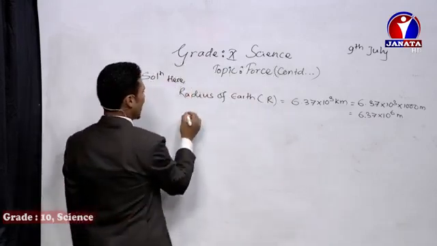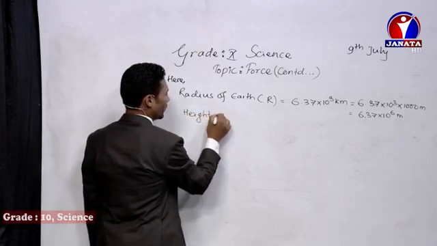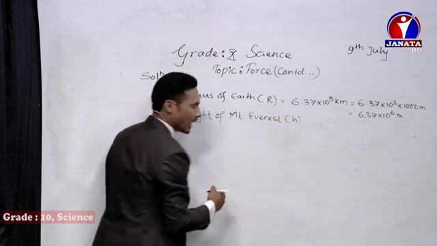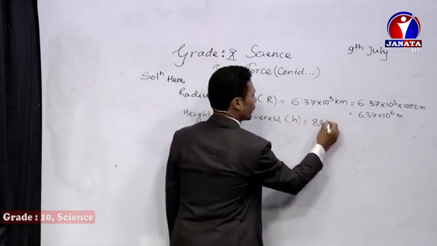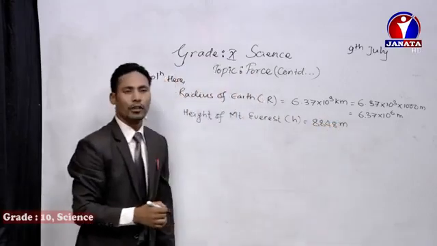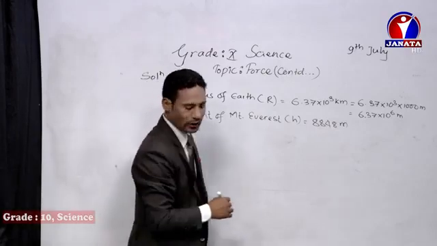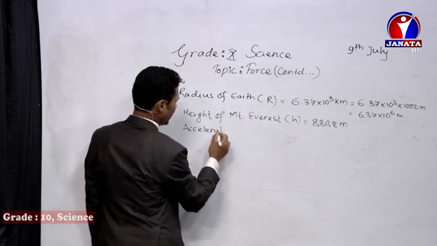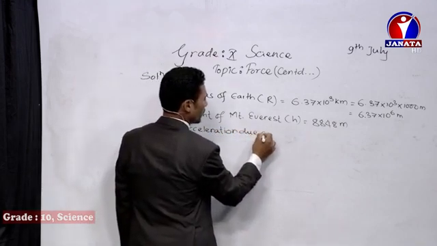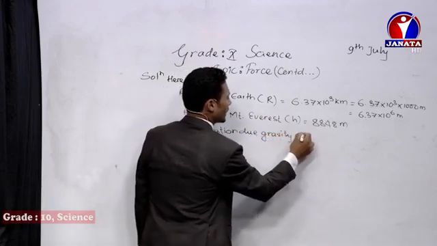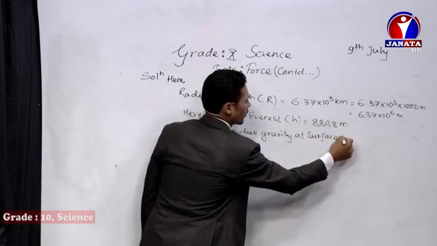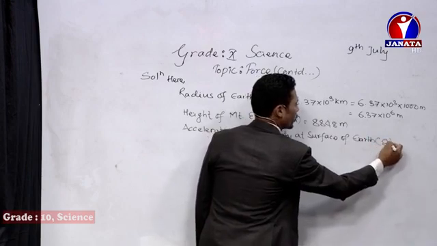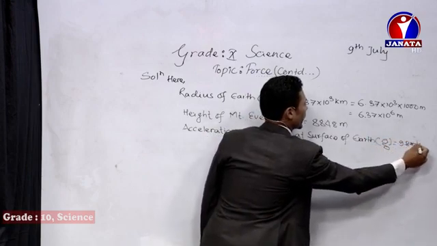And next given over there is the height of Mount Everest. The symbol is small h, and there is given 8848 meter, the height of Mount Everest. Similarly, one more component is given over there: acceleration due to gravity at the surface of Earth. So for the surface of Earth, let me write down g equals 9.8 meter per second square.